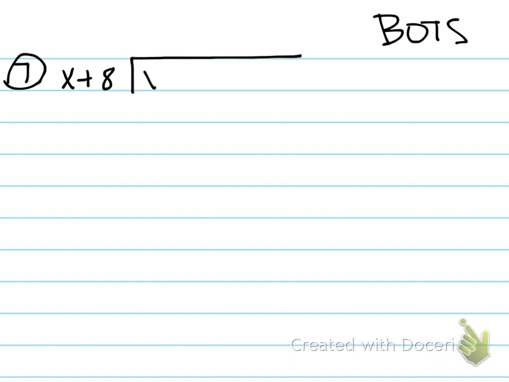All right, number 7 asks me to find the slant asymptote. I have to remember how to do that. So this is when I have a degree on top that's bigger than the bottom. That's BOTS. And I take the bottom, x plus 8 in this example, and I divide it into the top, which is x squared plus 7x minus 1.